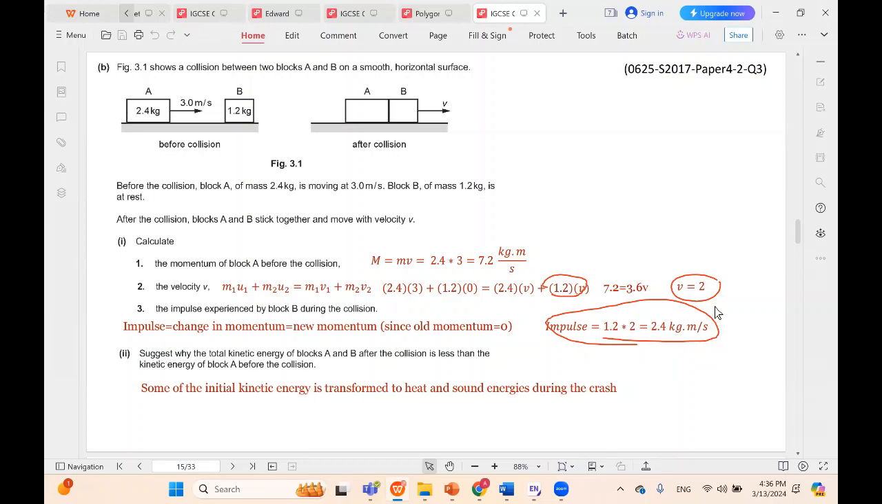Suggest why the total kinetic energy of blocks A and B after the collision is less than the kinetic energy of block A before the collision. Because during the collision, you have noise, you have sound energy, and thermal energy. So some of the initial kinetic energy is transformed into heat and sound.